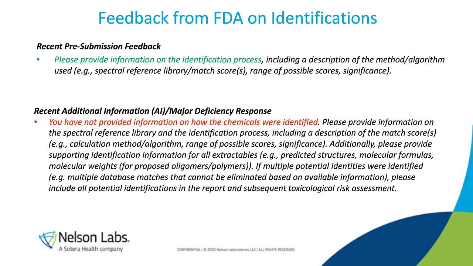Okay, so here's some feedback from the FDA on identifications. I hate to read slides, but this is how that feedback comes in. So I'm just going to read this a little bit, and then we'll talk about it some more. It says, please provide information on the identification process, including a description of the method or algorithm used, for example, spectral reference library, match scores, range of possible scores, and significance. That was the pre-sub feedback. The same thing is repeated down below in the deficiency, and then it says, additionally, please provide supporting information for all extractables, including predicted structures, molecular formulas, molecular weights, and if multiple potential identities were identified, then please include all of those.